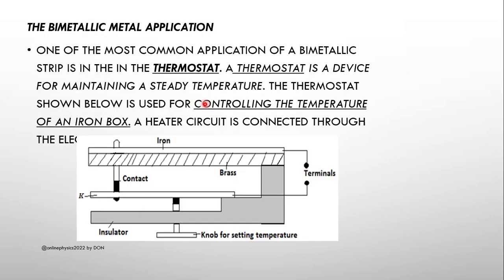So in that figure we are looking at here, if the temperature is too high, then this brass will expand and become longer than the iron. Therefore, it will curve away from this contact. Therefore, we'll have a breakage, contact being broken here. And then if temperature is low, then again brass will contract more. Therefore, it will curve downwards and will close the contact.